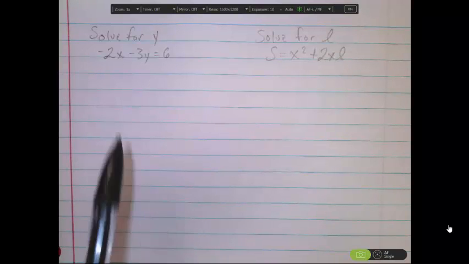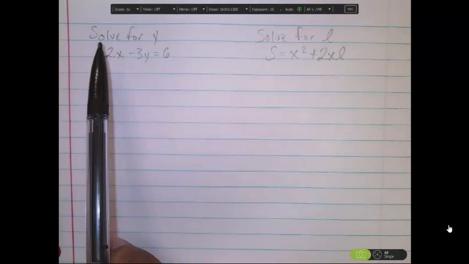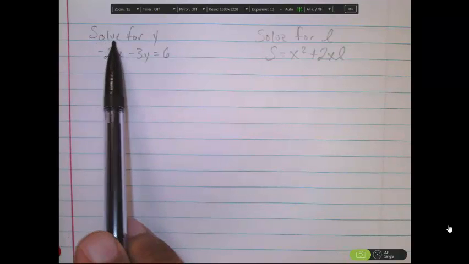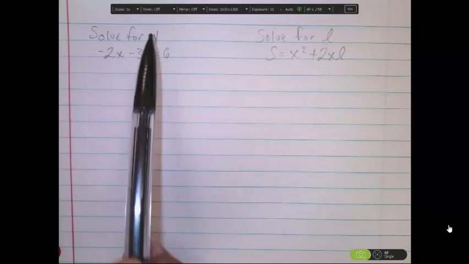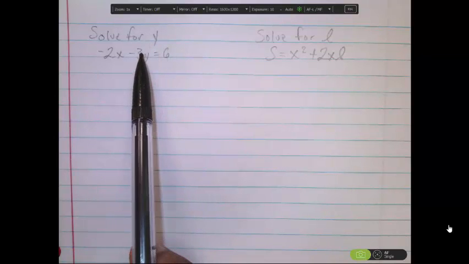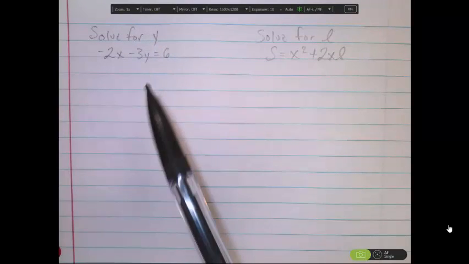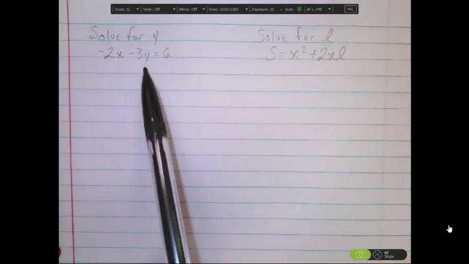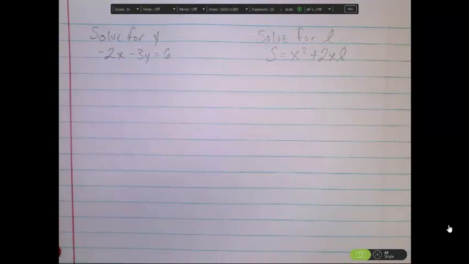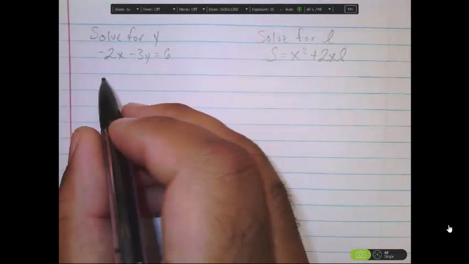All right, this first one here, the instructions tell us that we are to solve for the variable y. That means we are trying to get the y by itself. Just like in any other equation, we're trying to isolate that variable. So let's go ahead and do it.